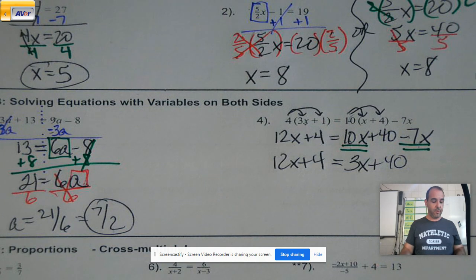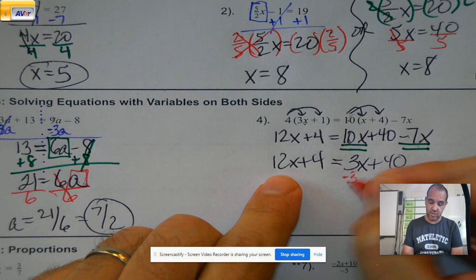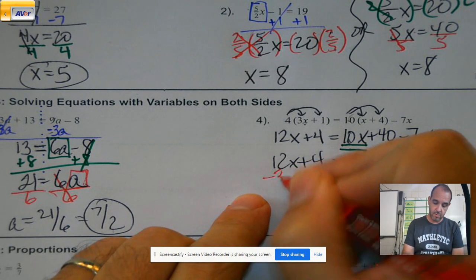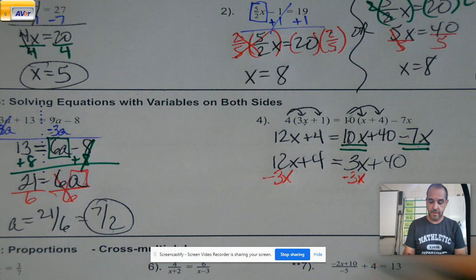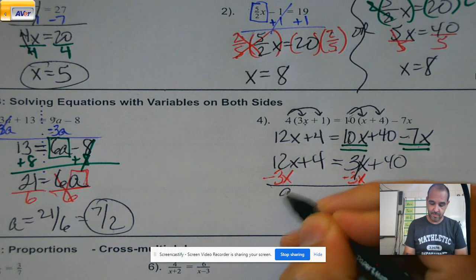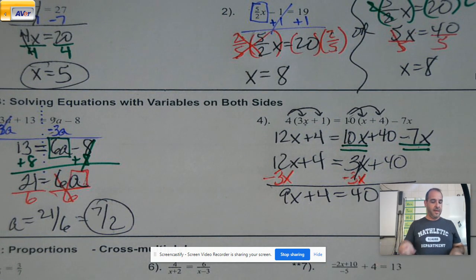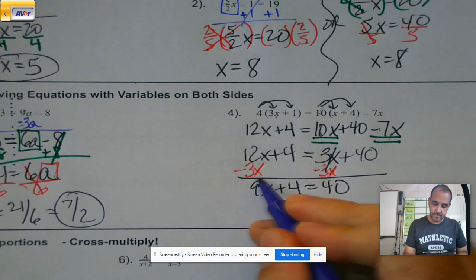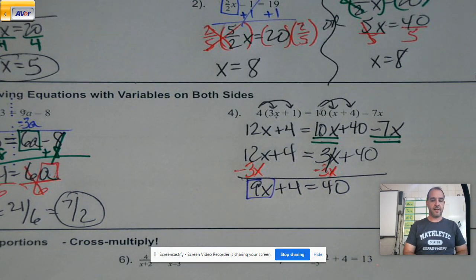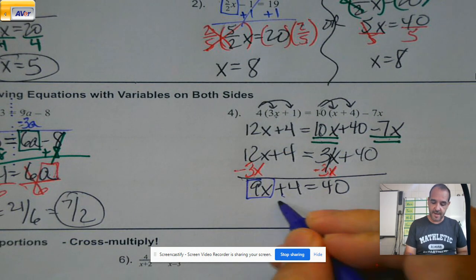Now we're back looking like we were in number 3. And again, it's my choice. I like to keep my x's positive, so I'll usually move the smaller value. And now we're getting into that area where things should be simpler for us. Should be able to get our x's alone, do the opposite of what's not in the box.